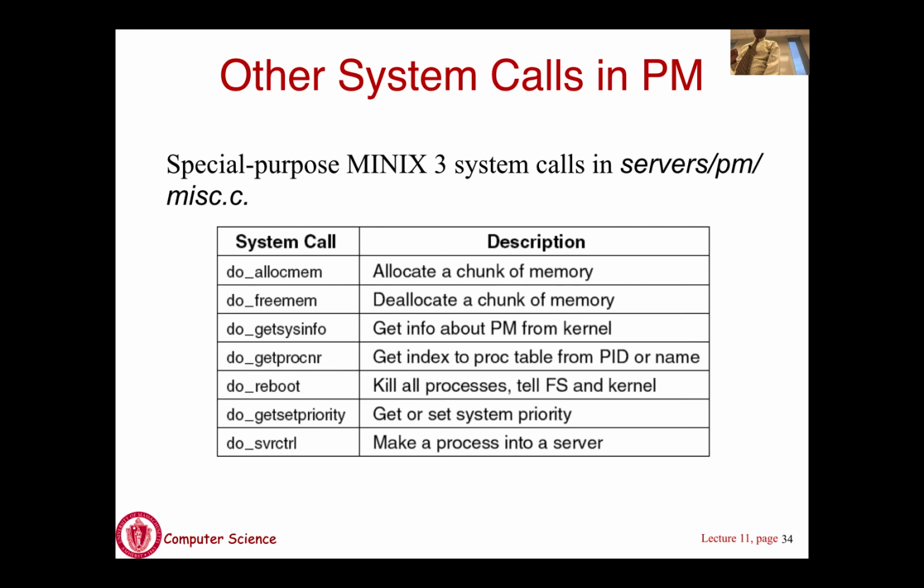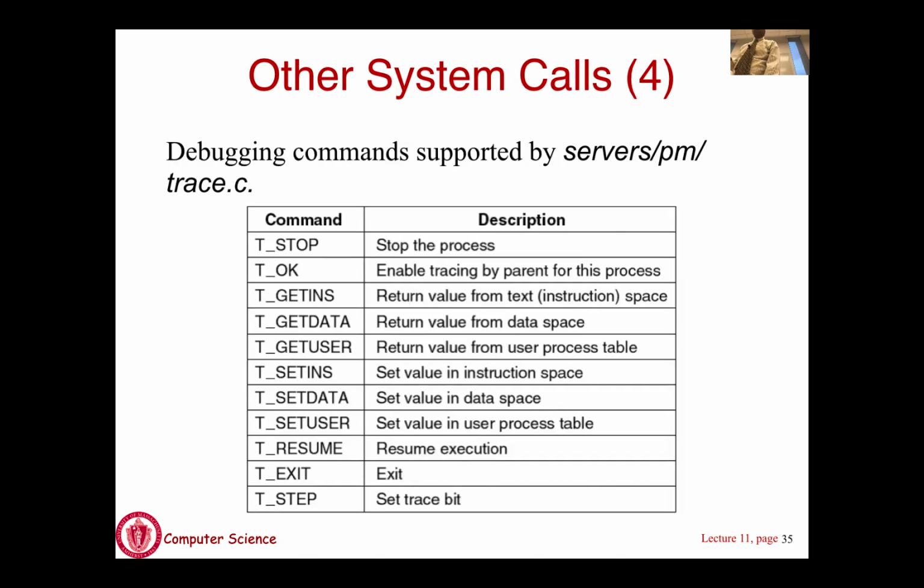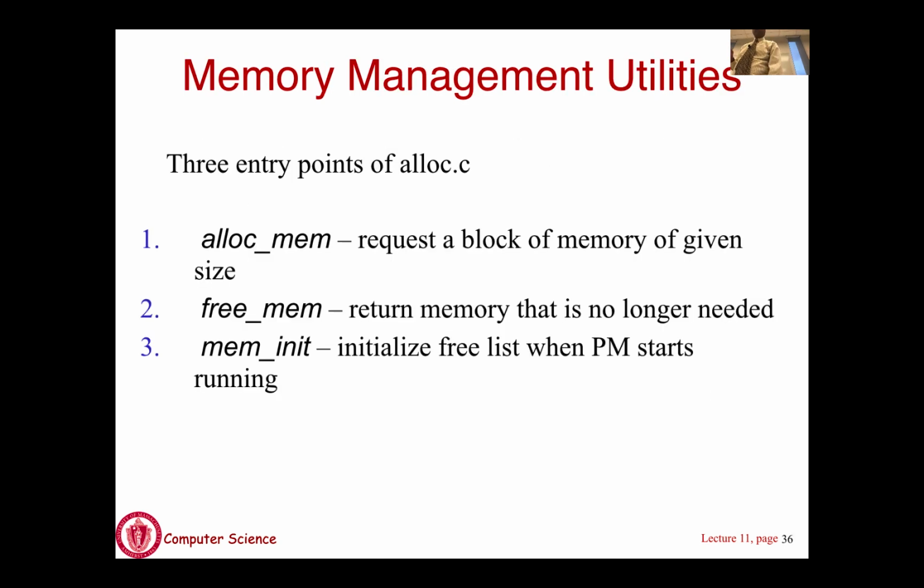And then there are of course calls that the process manager implements to allocate memory and whatnot, and there are some to do debugging. So these are the three calls that are the most important. Allocate memory allocates a block of memory, free memory frees it, and initialize memory tries to initialize the free list.